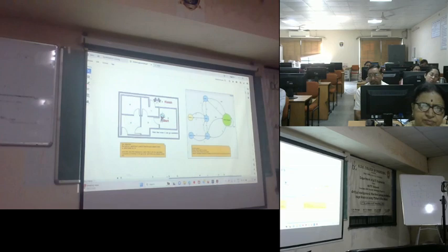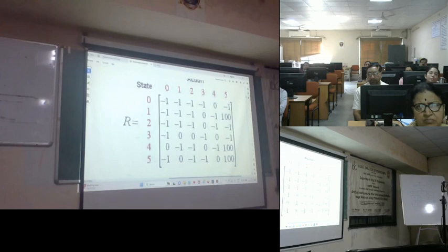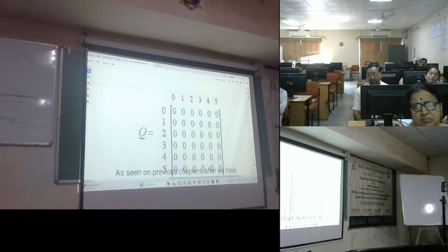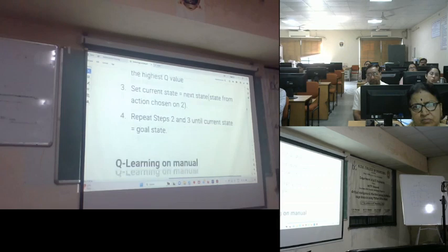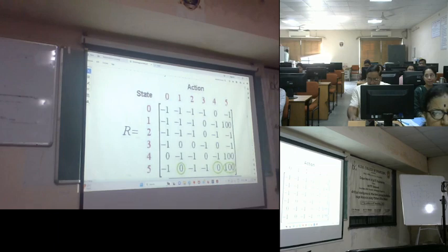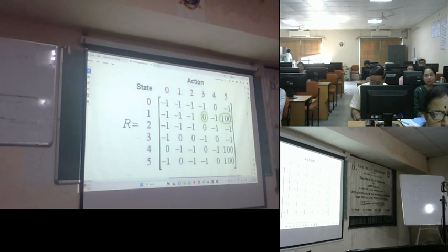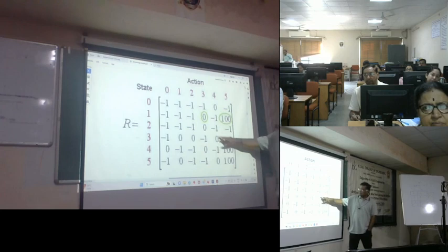So this is the initial setting, and then we need to calculate. So this is reward matrix. This is initial Q. So here we can go to 5 from room number 1, 4 or 5, that's why this reward functions are 100, all others where we can not go to is 0, and where we can't go is -1.